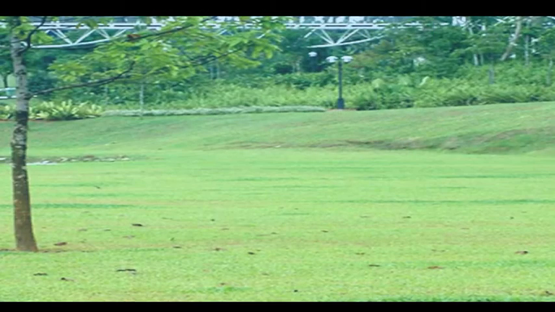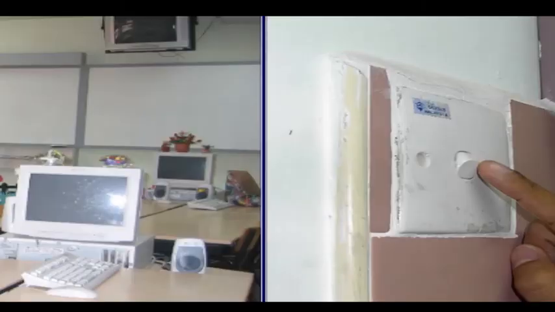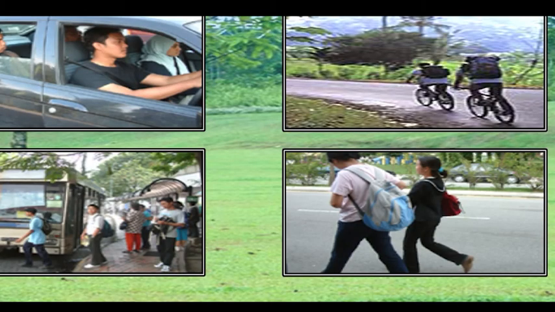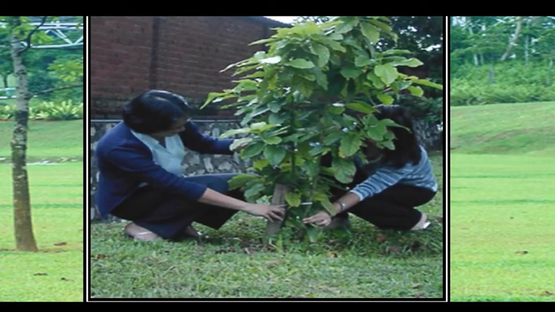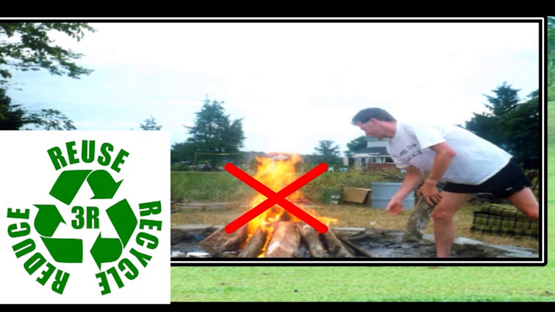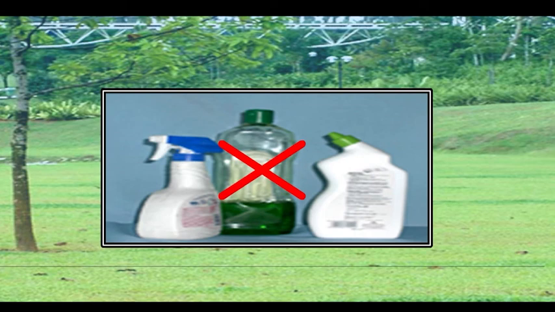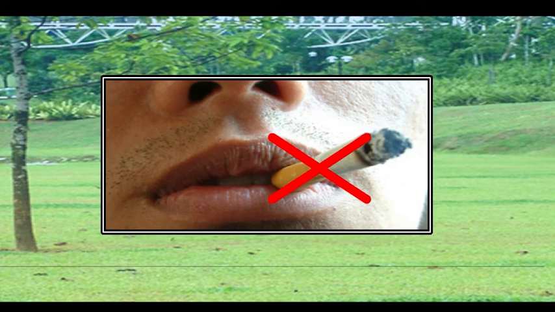Next, let's see what you can do to prevent and reduce air pollution. Avoid using the air conditioner, especially during the cold weather. Turn off lights and electrical appliances when they are not in use. Carpool, use public transportation, cycle or walk to school. Plant a lot of trees. Don't burn rubbish. Practice the 3R of reducing, reusing and recycling of your household rubbish instead. Don't use sprays. Don't use chemical-based products. Use natural products instead. Remind your friends and family members not to smoke.